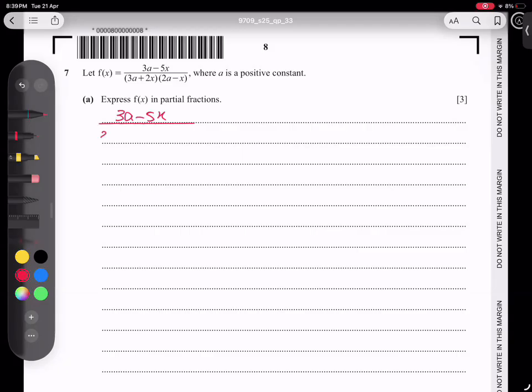So we have 3a plus 2x and 2a minus x. What to write? Because the power of x in both is 1, they are called linear factors. So we write a over 3a plus 2x and b over 2a minus x. After this, I will multiply the whole expression with this. When this fully cancels out, we get a times 3a minus 5x. And when I multiply with this, this cancels with this, and this will stay beside b.